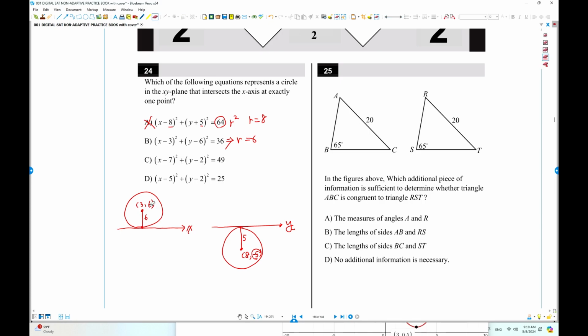C was 7 and 2. Looks like this one. 7 and 2. Where is the radius? This is radius 2. But this is just 7. They're not equal, okay? 7 is a little bigger, so they're never tangent to the x-axis. Then this is 5 and 2, also 5 and 2. The radius is only 2, right? But this radius is 5. That's not working, okay? Choice B is that.